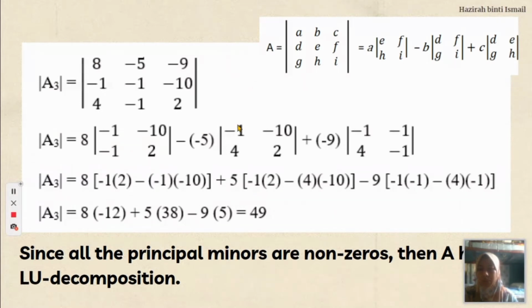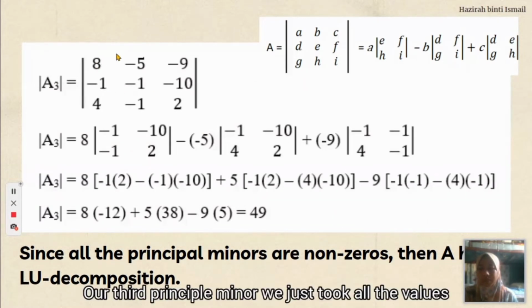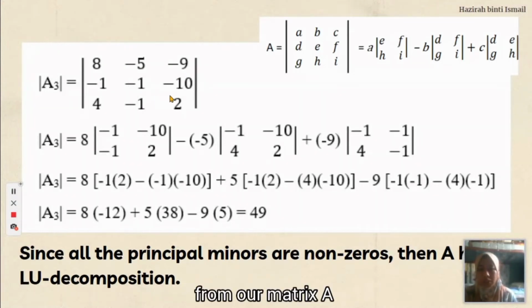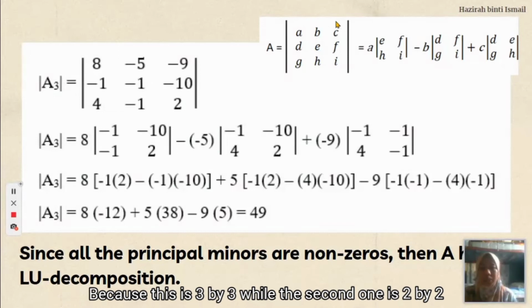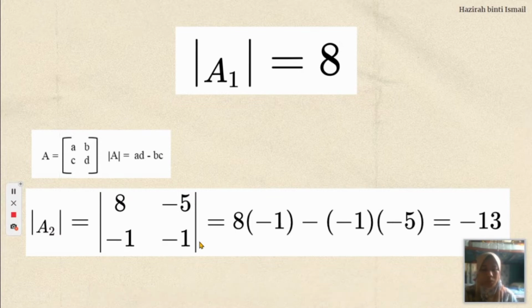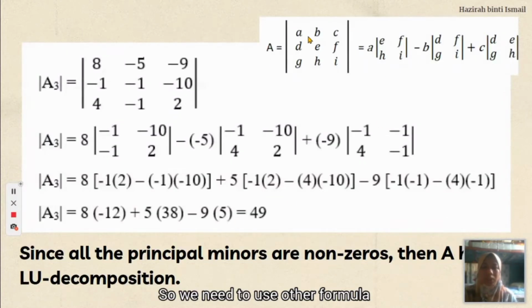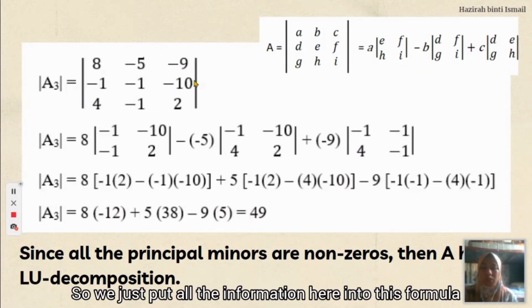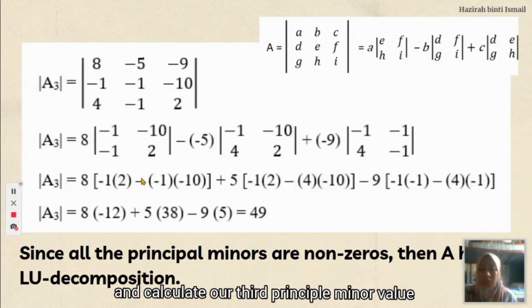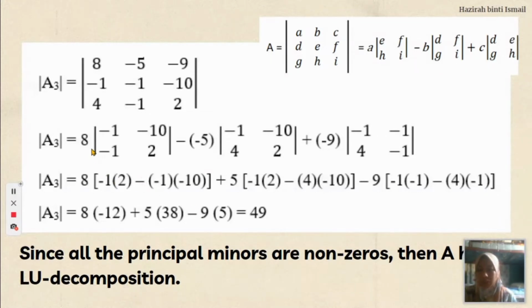Our third principal minor will be 3 by 3. We just take all the values from our matrix A, 3 by 3. Then we will be using another formula, because this is a 3 by 3, and the second one was 2 by 2. So we need to use another formula, which is A equal to A, B, C, D, E, F, G, H equal to this one. We put all the information into this formula and calculate our principal minor value, and it will be like this.